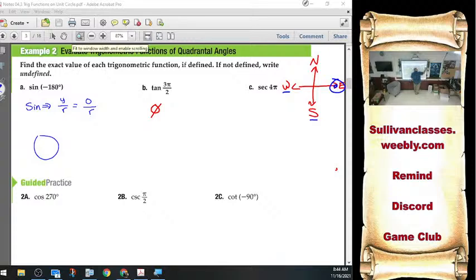So what is that coordinate right there? How about r, 0? Okay. And secant. What is secant for coordinate rule? r over x. So if I say r, which is just r, over x, which is r, then 1. The secant of 4 pi is 1. Isn't 4 pi just 2 circles? It's still at that location, right? Coterminal angles.